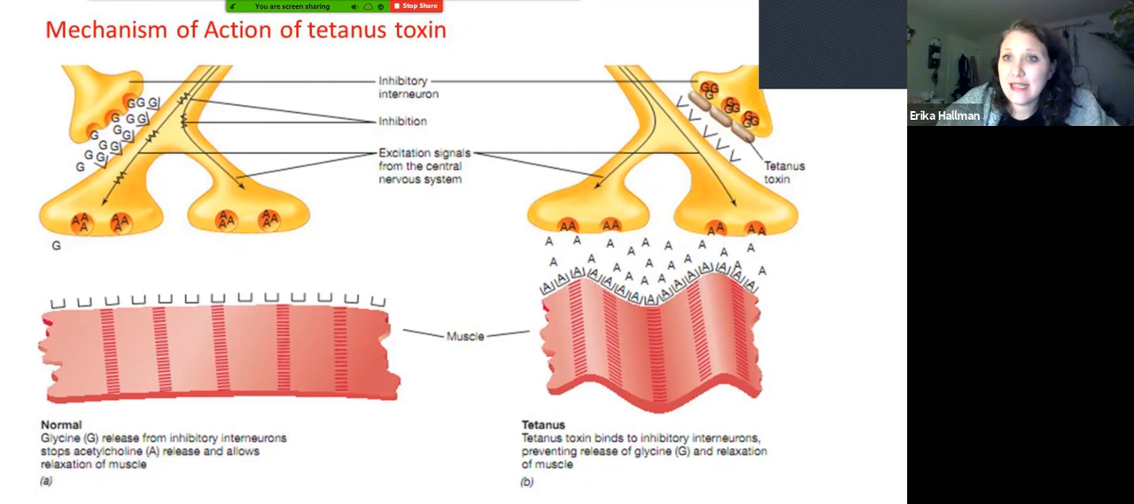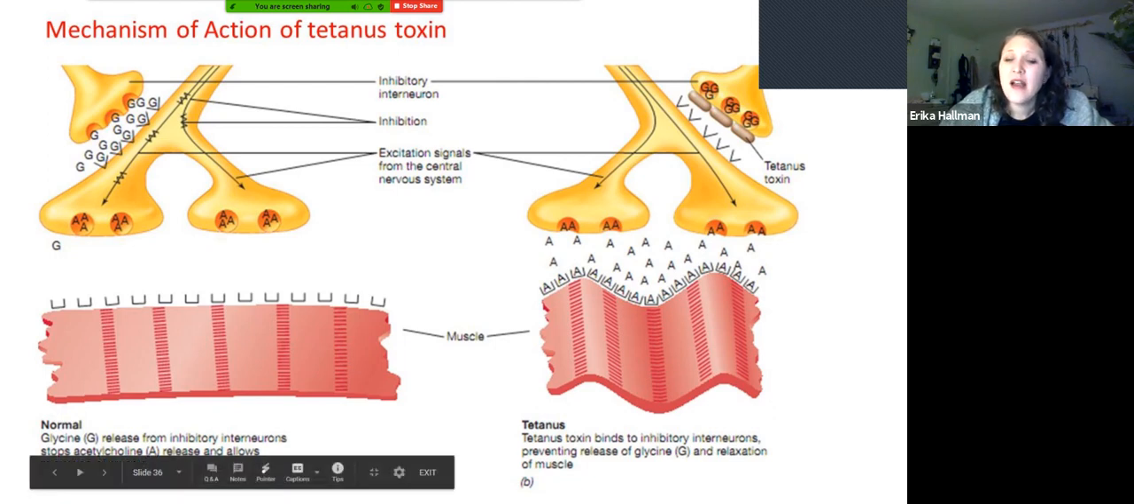With tetanus, which is again the toxin released by this bacteria, the tetanus will actually block glycine. So glycine won't be able to be released. Therefore, the neuron is going to just continue to fire and continue to tell that muscle to contract.